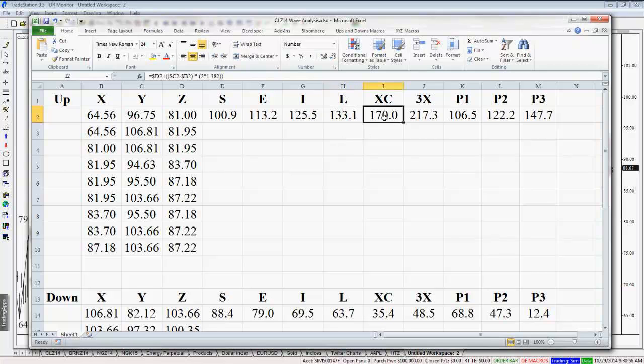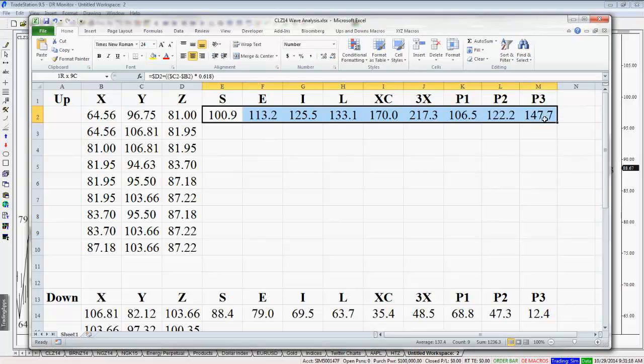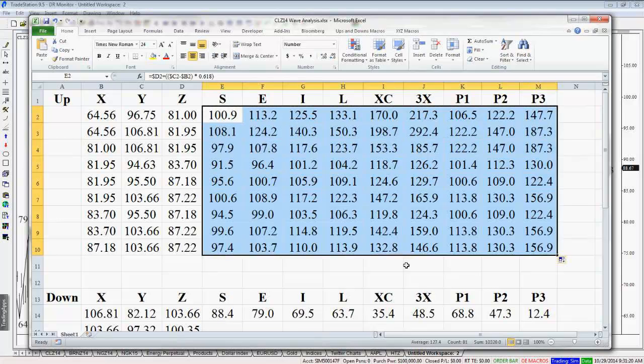All right. And then we have our XC, which is 2 times 1.382. We have our trend terminus, which is Y cubed divided by X squared. And then we have our P1 formula, which is just taking the difference between Y and Z and adding it to Z. P2, which is 2.618, and P3. Okay. Now, for each of these, I can just drag my formulas down, and I have all my wave projections now.